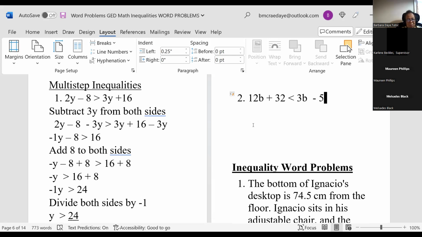Now you can do it whichever way you want to do it. You can start with your constants, get them together. You can start with your variables, but just remember you want to get your variables all on the left side. The order you do it depends on you.